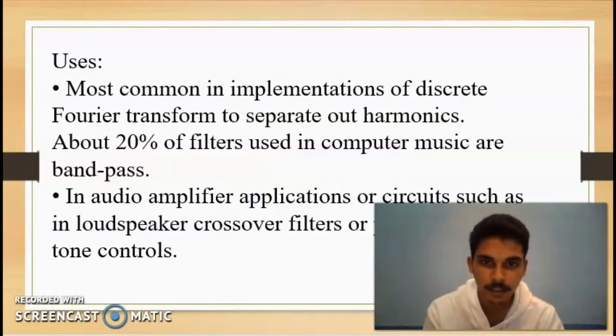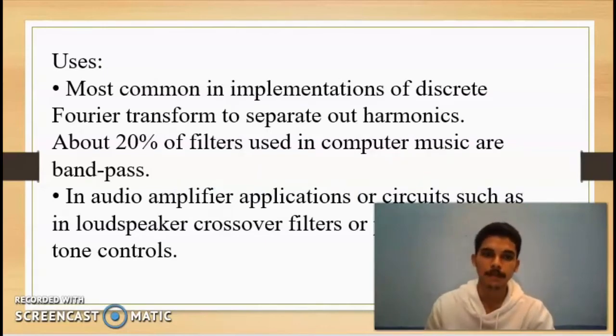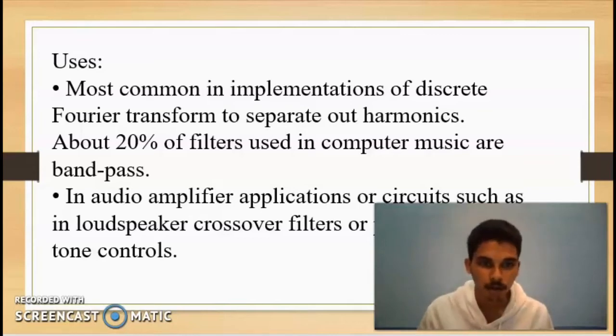And then uses. The band pass filter is most commonly used in implementation of discrete proportional transform to separate out harmony. About 20% of filters used in computer music are bandpass. In audio amplifier application of circuit, such as in loudspeaker crossover filter or pre-amplifier tone control. So this is my presentation about bandpass filter. Thank you.